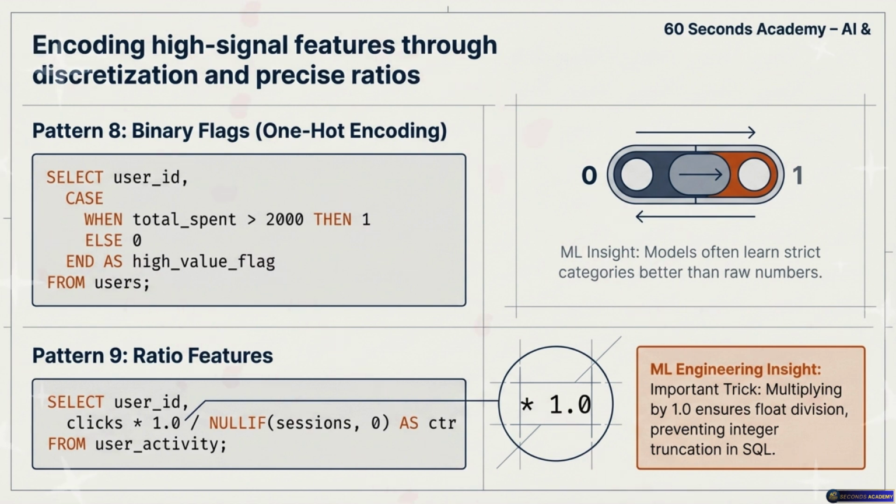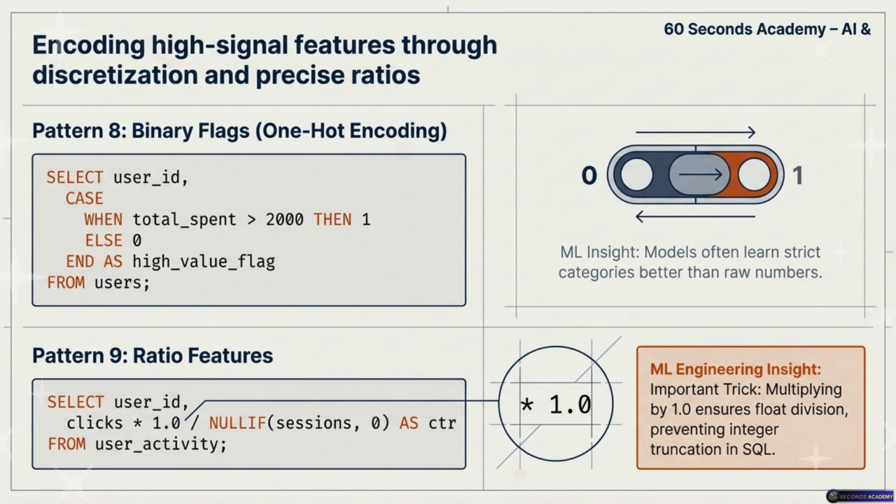And I have to challenge this. If a user spends $2,000 and another user spends $2,001, and we use a binary flag to label both of them as a 1 for high-value user, aren't we throwing away valuable precision? Why would we intentionally blind the model to the exact dollar amount? It feels counterintuitive, but precision isn't always predictive. Sometimes precision is just noise.